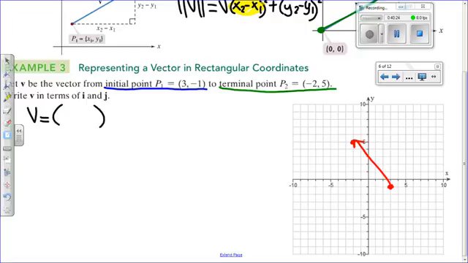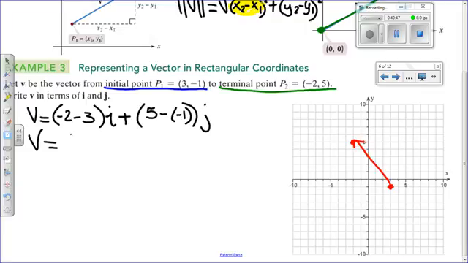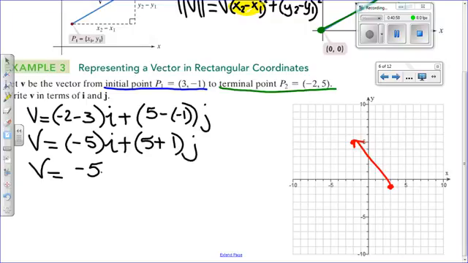So what we're going to do is take the difference of the x values. So let's say -2 minus 3 times i, plus, and then take the difference of the y values. So that will be 5 minus -1, and that will be the j component. So here we will get -5 times i. Here we'll get 5 plus 1 times j. So the vector is actually -5i plus 6j.